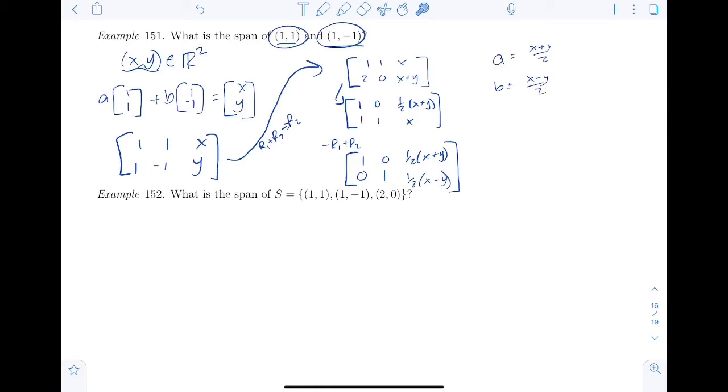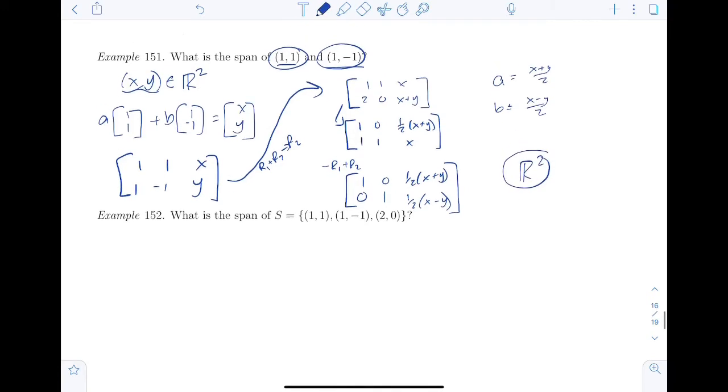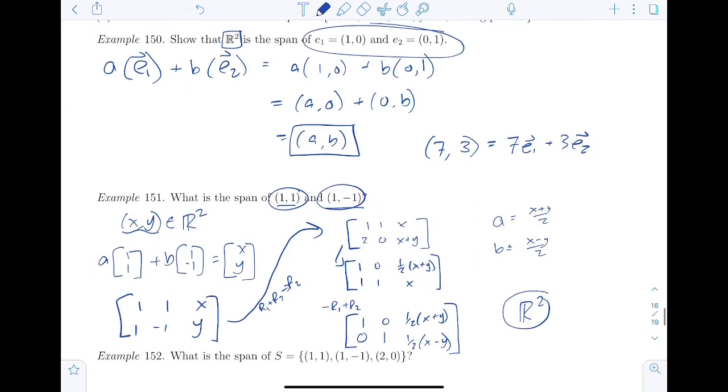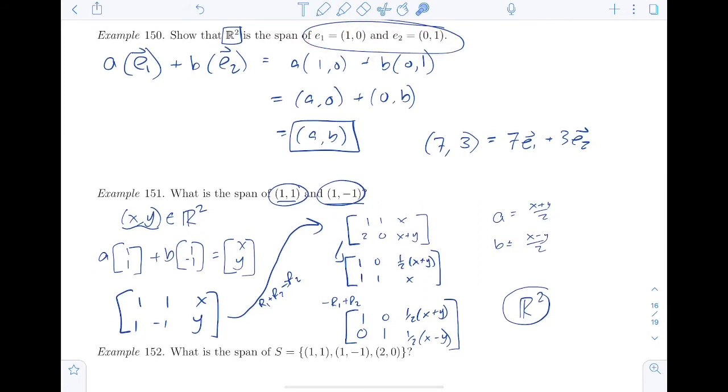Okay, so pick x equals 10 and y equals 3. Then a is going to be 13 over 2, and I've already forgotten what numbers I said. B is going to be 7 over 2, right? And that is the linear combination that gives you this thing. And so what is the span? The span of these two vectors is all of R2, okay? Now we should just make a note here that these two vectors span R2 and these two vectors span R2, okay? It's not unique, the spanning set, okay?